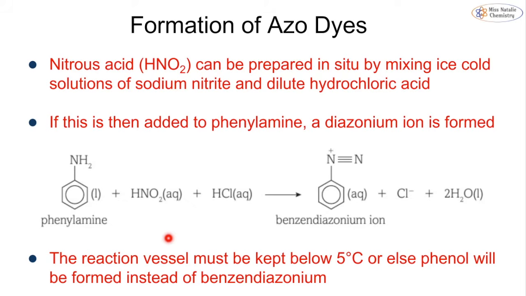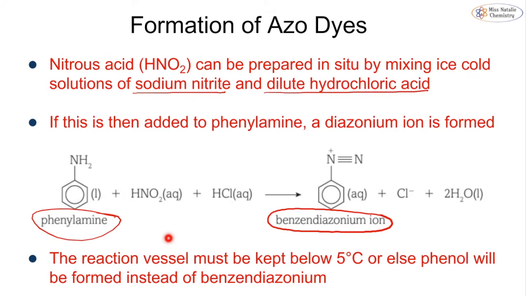So now we need to look at how we can react this phenylamine with nitrous acid. Now, nitrous acid is HNO2 as opposed to nitric acid, which we've seen as HNO3. And we can prepare this in situ by mixing ice-cold solutions of sodium nitrite and dilute hydrochloric acid. If we then add these two things to phenylamine, we're going to form this very special ion that is known as a benzene diazonium ion. Now, the reaction vessel has to be kept below 5 degrees Celsius, or else we're going to form phenol instead of the benzene diazonium, and we actually want to form this ion.